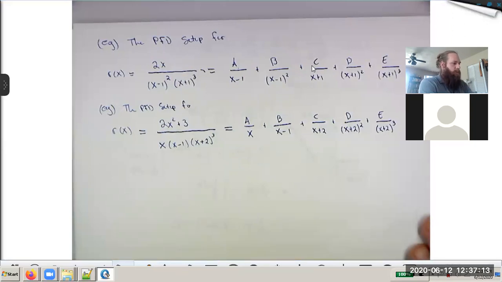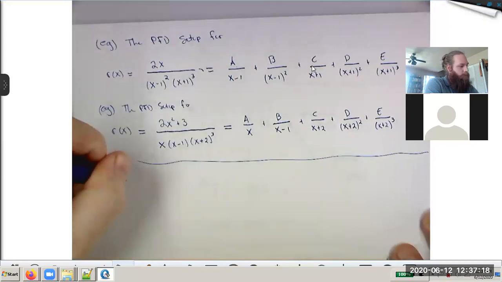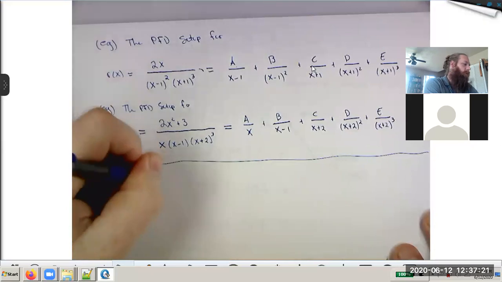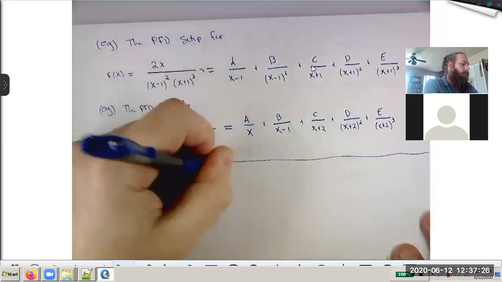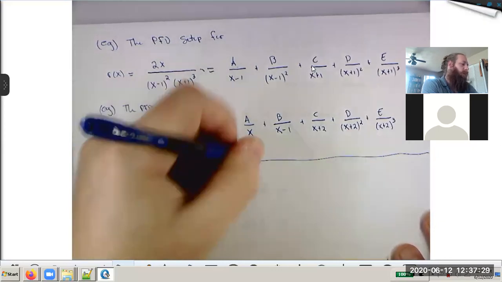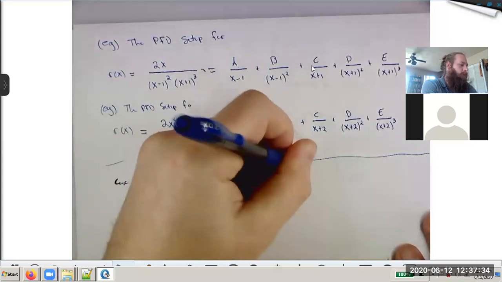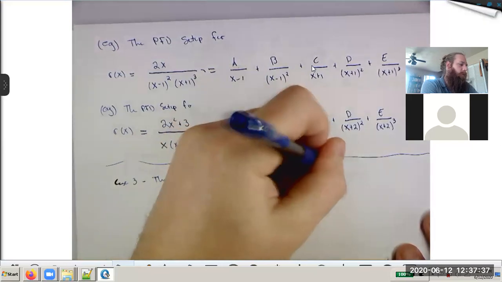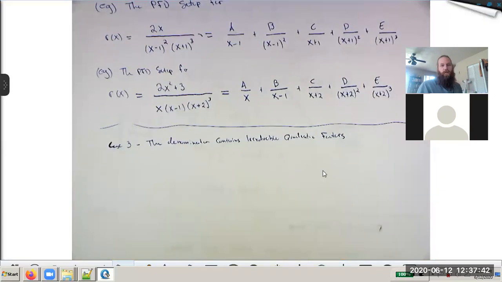The next case, so we're continuing the cases. This would be case 3. The denominator contains irreducible quadratic factors. Something that we learn in pre-calc is that every polynomial can be factored into a combination of linear and irreducible quadratics.